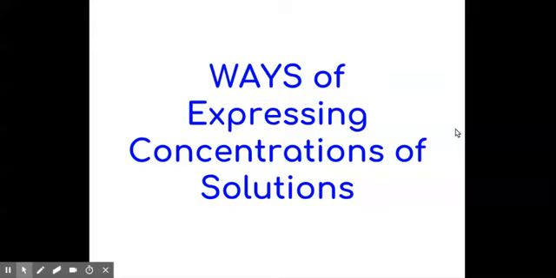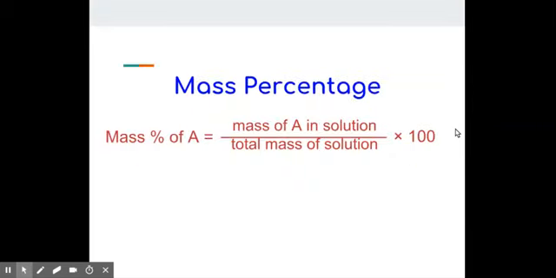So in this video, we're going to learn about the general ways of expressing concentration of solutions. Please bear in mind that whatever way I will be discussing, please put them in your notes so you will remember, because this is formula based. That means you need to put them down in your notes so you will remember. Okay, let's start. The first one is the basic percentage.